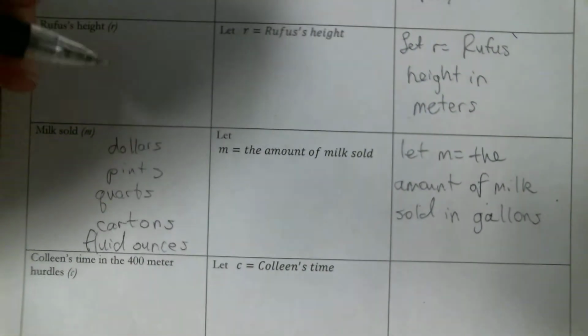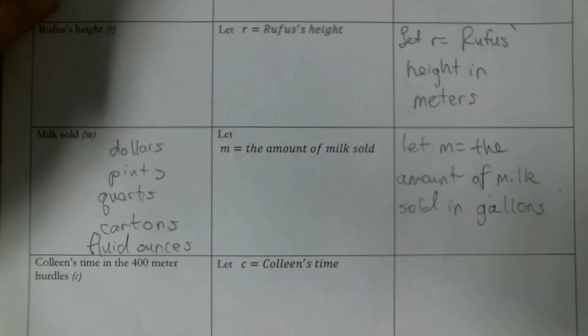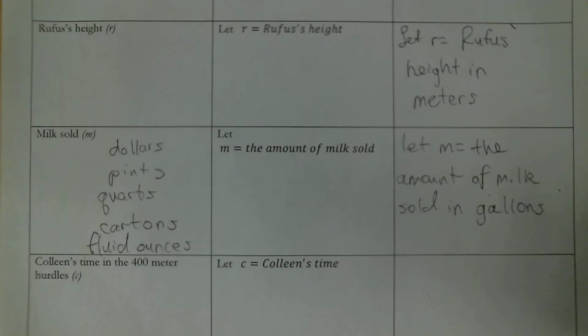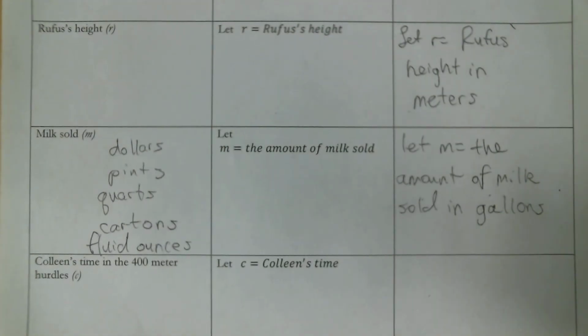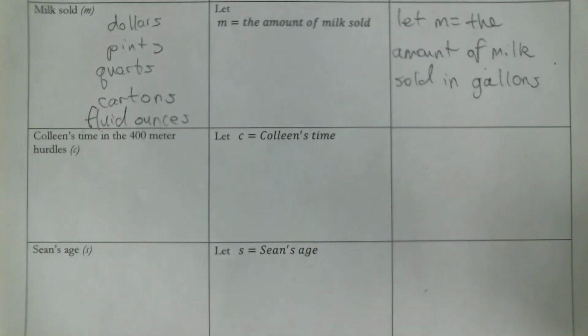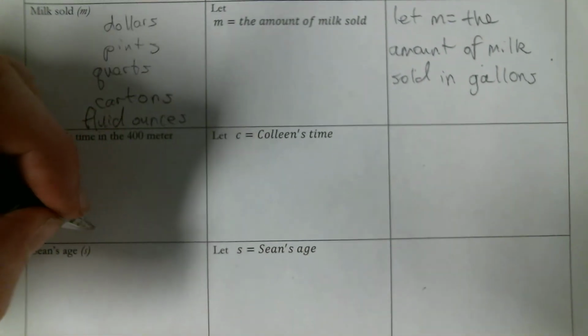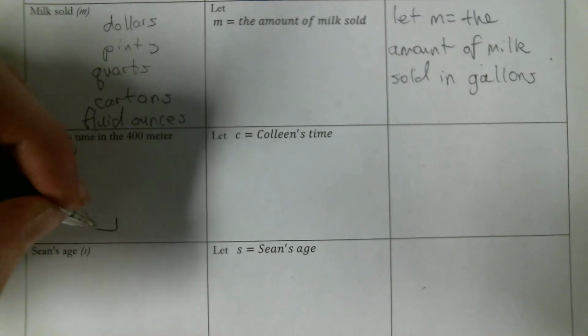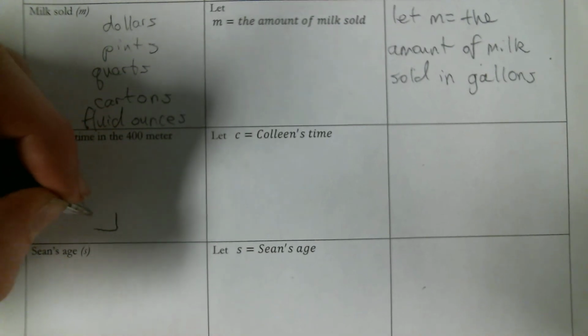If you're not sure if yours works, you could always come ask me. But again, it shouldn't be something like minutes of milk. Time doesn't measure milk. We don't say hours of milk. We don't say feet of milk. Those are kind of strange units that we don't use to measure that situation. All right, next one we're talking about Colleen's time in the 400-meter hurdles. The hurdles are the race where you run and you jump over this thing.